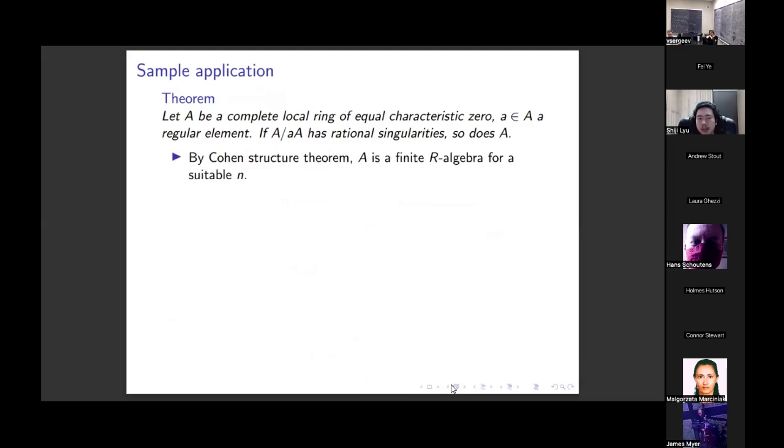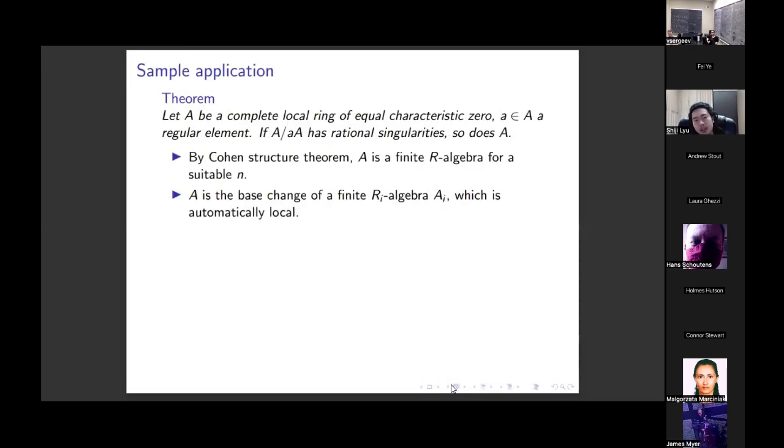So the thing is, by the Cohen structure theorem, the complete local ring A is a finite R-algebra for a suitable N. Remember, our R is a power series ring in N variables over some field, and that N and that field are arbitrary. So by the Cohen structure theorem, A is a finite R-algebra if you choose a suitable K and N. Now take X to be Spec A, so A is the base change of a finite R-algebra A_I. It's automatically local.